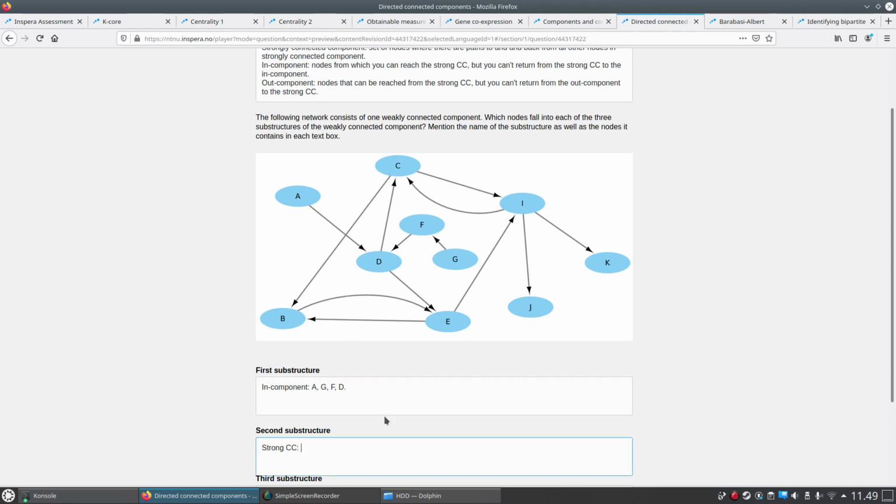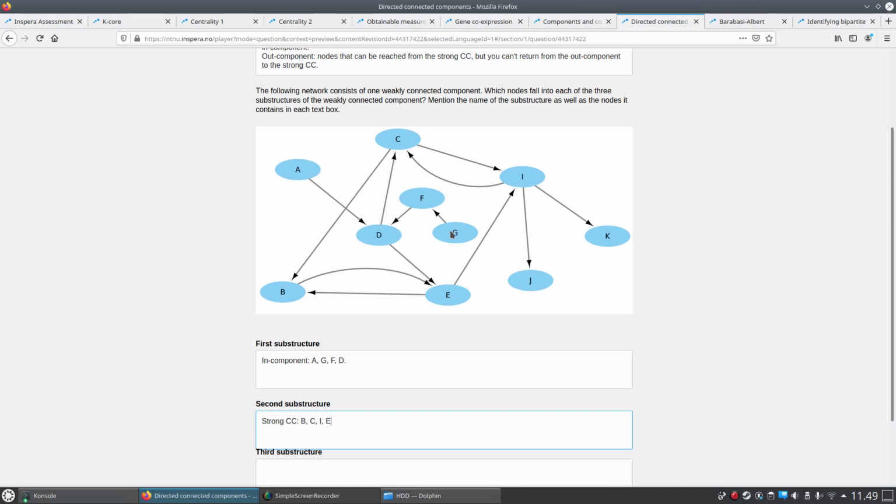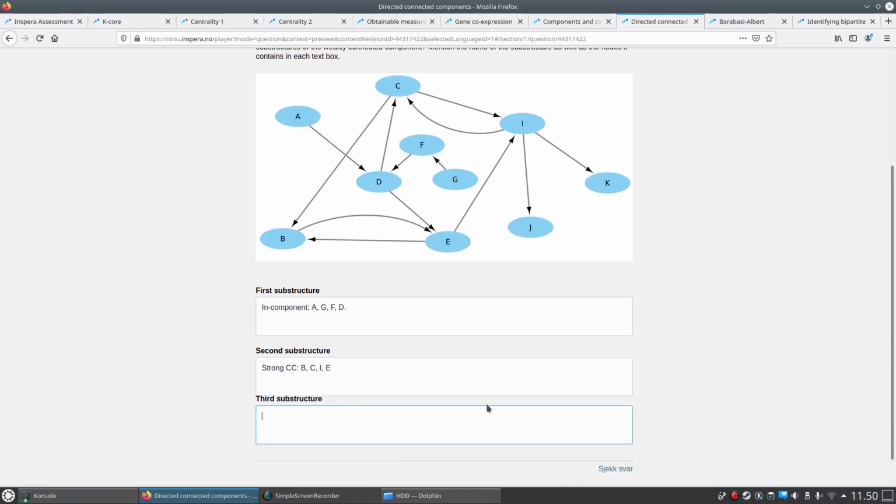Strong CC: B, C, I, E. And that only leaves us J and K. And we see that J and K don't have outgoing edges. And so you can't go anywhere from them. So they're definitely not going to be in the strongly connected component. They're not going to be in the in component either, because you can't go out of them. You can't reach the strongly connected component from them. You can't reach anything from them. And so J and K form the out component.